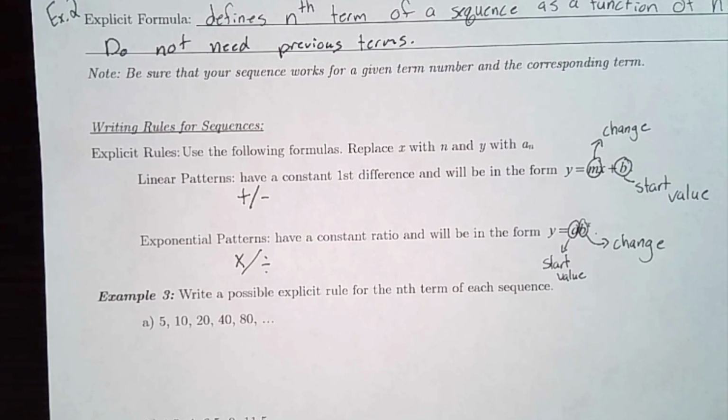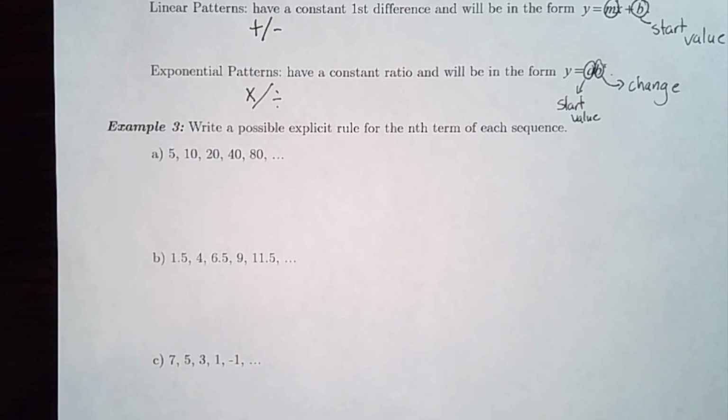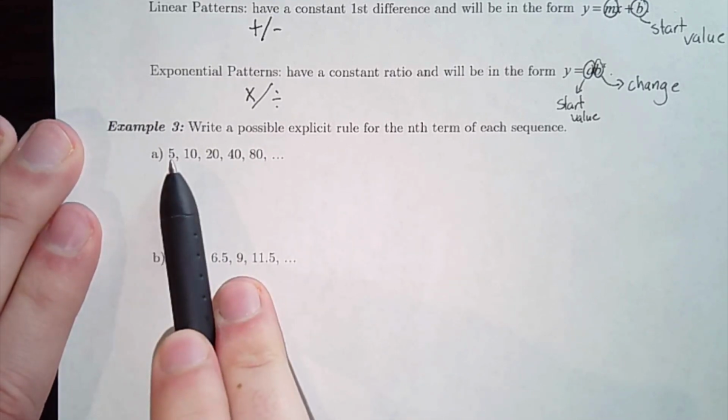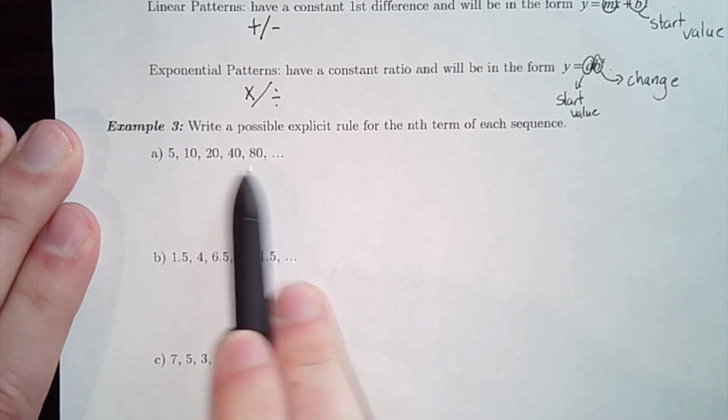All right, so first thing we should do here is start to try and identify what our pattern is. If I look at example 3, I'm trying to write a possible explicit rule for the nth term of each sequence. So I need to find a sub n. To do that here, I have 5, 10, 20, 40, and 80. Hopefully looking at those, you can start to figure out the pattern.